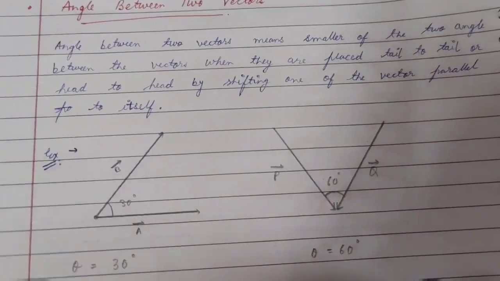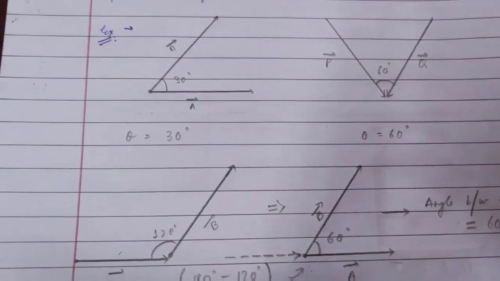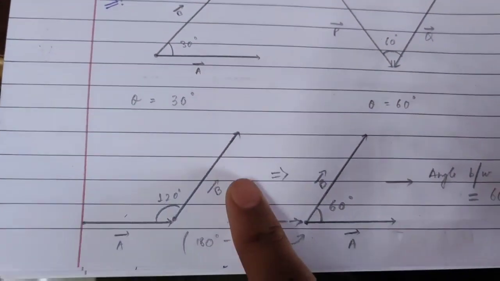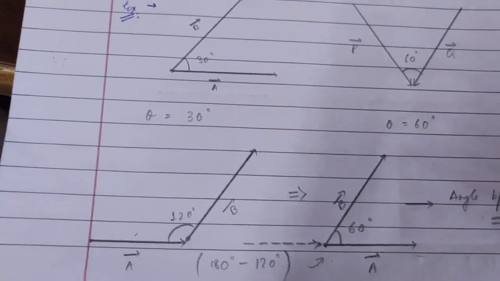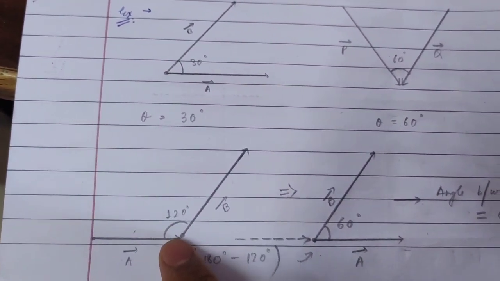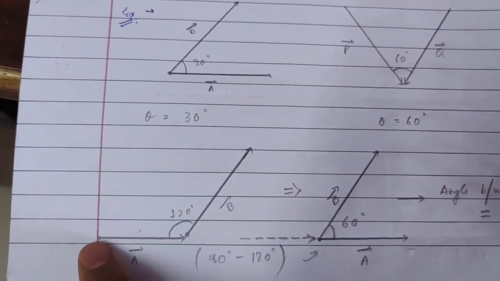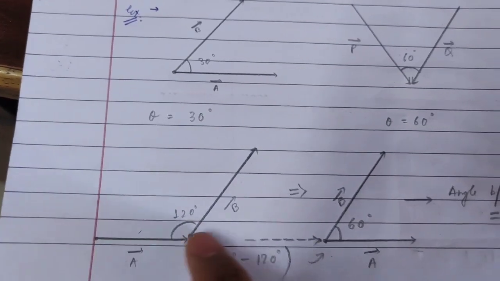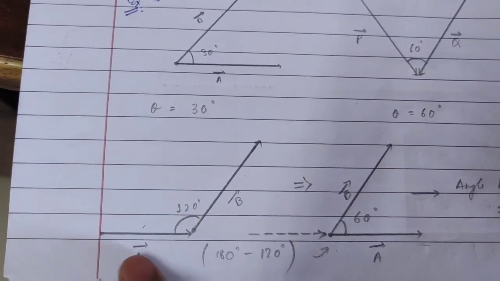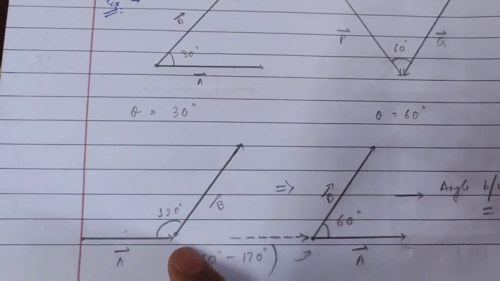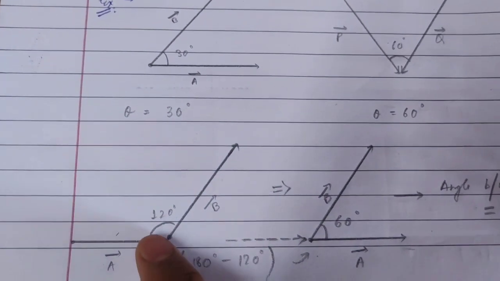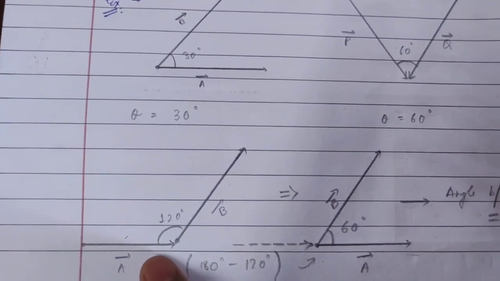Now let us see another example here. See, there are two vectors, vector A and vector B. Here the angle between both the vectors is given as 120 degrees, but see here, the tails of the vectors are not connected to each other, and the heads of the vectors are also not connected to each other, so 120 degrees is not correct here.